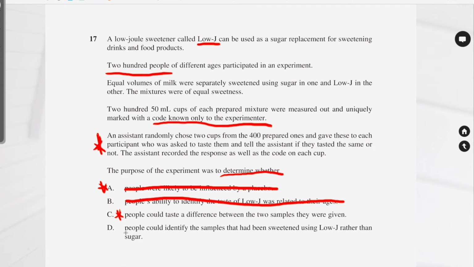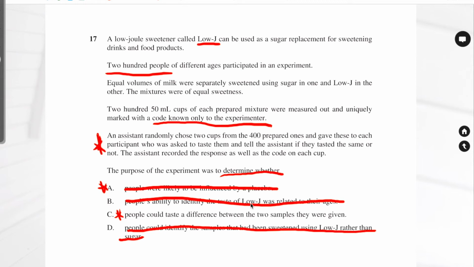They were just given 2 samples and asked whether they could taste the same or not. All they were asked to do was taste whether they tasted the same. So in this case, it's not about identifying them, because they had no idea that there was an artificial sweetener or even sugar in the cups. What that breaks down to, from the information we're given, is that the experiment was simply asking: was there a difference between the 2 samples?